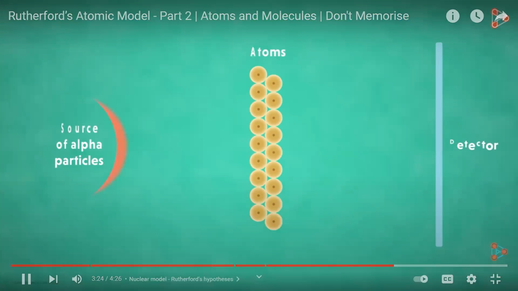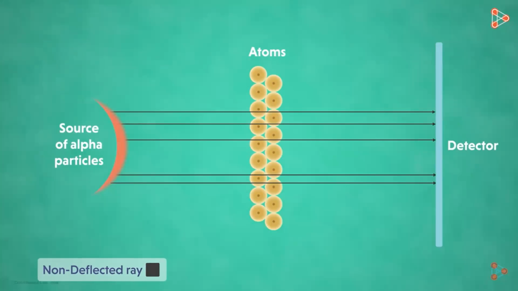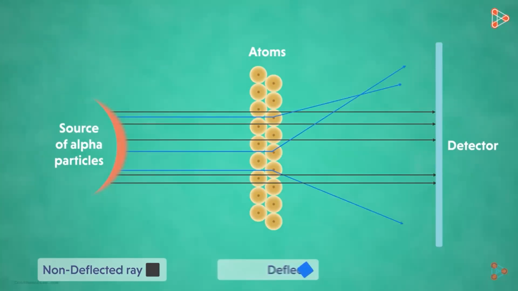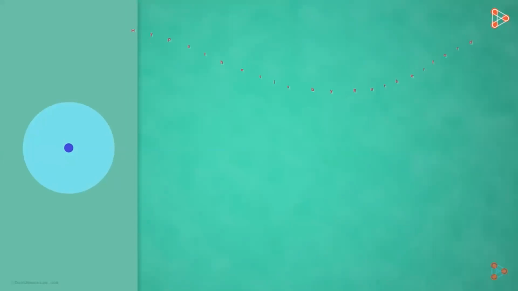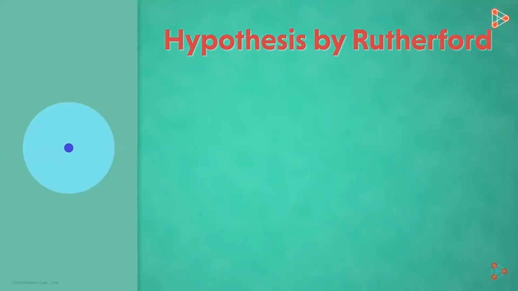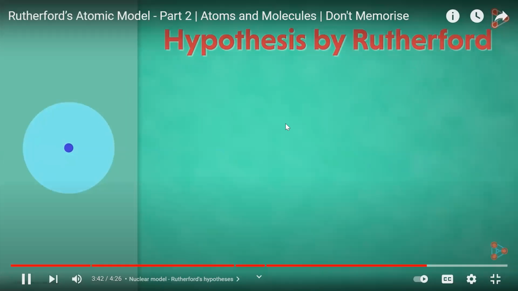So let's say there are gold particles in the foil. He found that most of the rays pass straight through the atoms. A few rays change their path and get deflected. Lastly, very few particles bounce back. These results compelled Rutherford to come up with a new nuclear model. Let's have a look at the hypothesis put forward by him.